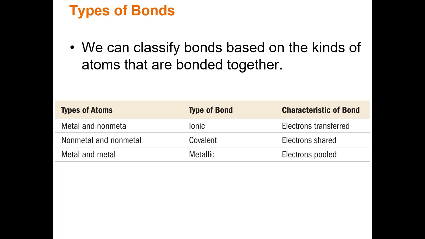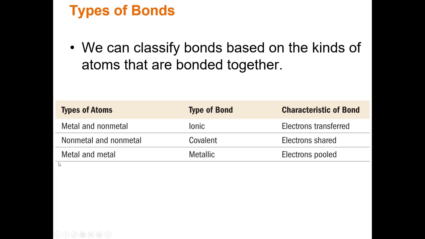So when a metal and a non-metal become bonded together, we call that type of bond an ionic bond. What's characteristic of that type is that electrons are transferred from one atom to the other, generally from the metal to the non-metal. When two non-metal atoms are close to each other, they too can become bonded, and we call that kind of bond a covalent bond. Generally in this kind of bond, the electrons are shared between the non-metals.